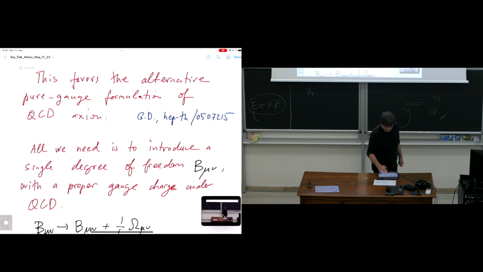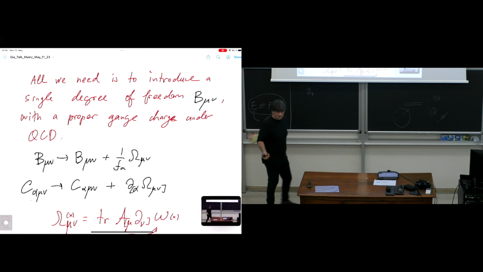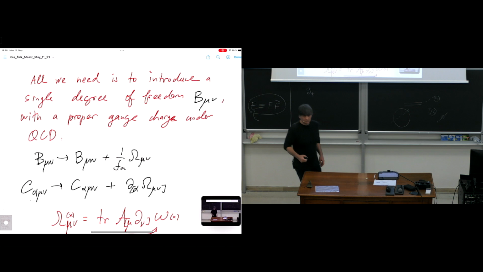Now I come to this point that precisely this favors the gauge formulation of axion, okay? Now, what is the gauge formulation of axion? This is something incredibly simple, because what you do, we have QCD, okay? So in QCD, when we do gauge transformations, the Chern-Simons three form shifts.